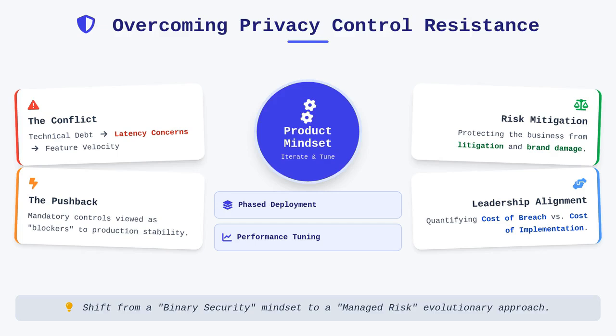Articulately explaining how these controls protect the business from litigation or brand damage often lowers the resistance from technical teams focused solely on feature velocity. When you quantify the cost of a potential breach versus the cost of implementation, you provide the context needed for non-technical leadership to make informed decisions.